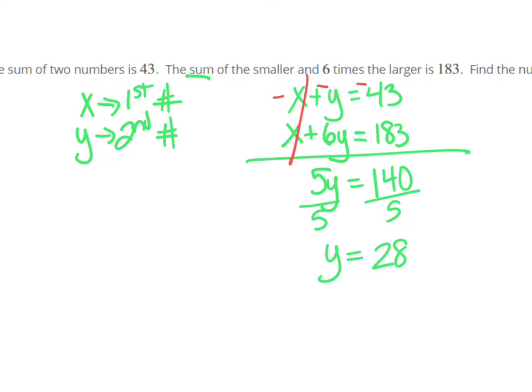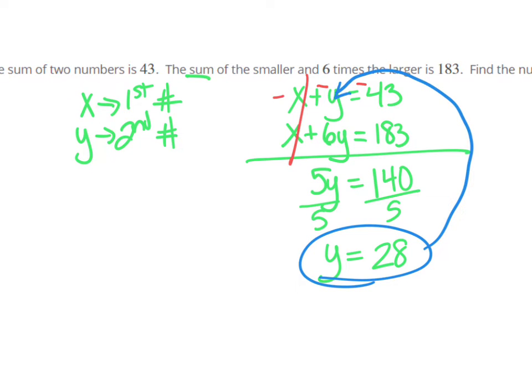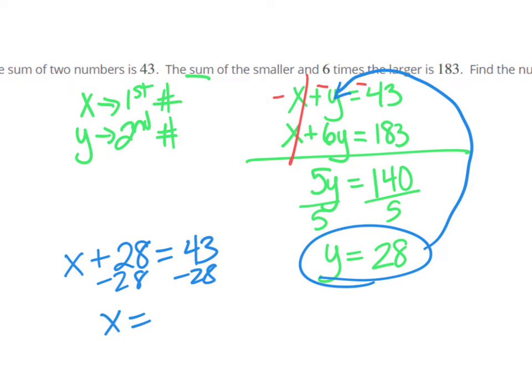And then again, we can just plug it in somewhere to find the second answer. Perhaps I'll throw it into the original, but I'm going to throw it in before I put the negatives on everything. So it's going to be x plus 28 equals 43. And then if you move the 28 to the other side, I get 15 for the smaller number.